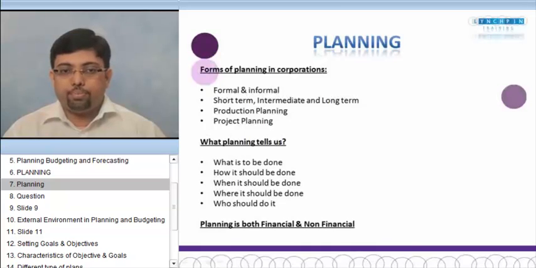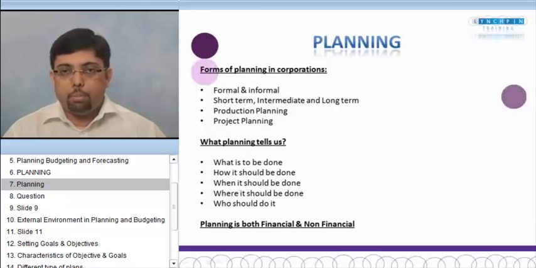Production planning relates to which machine we are going to use for the production, how many units we are going to produce, how many labor hours are required, how many shifts we are going to run, how much material we are to use, and what quality of material has to be used. These are all related to production planning.